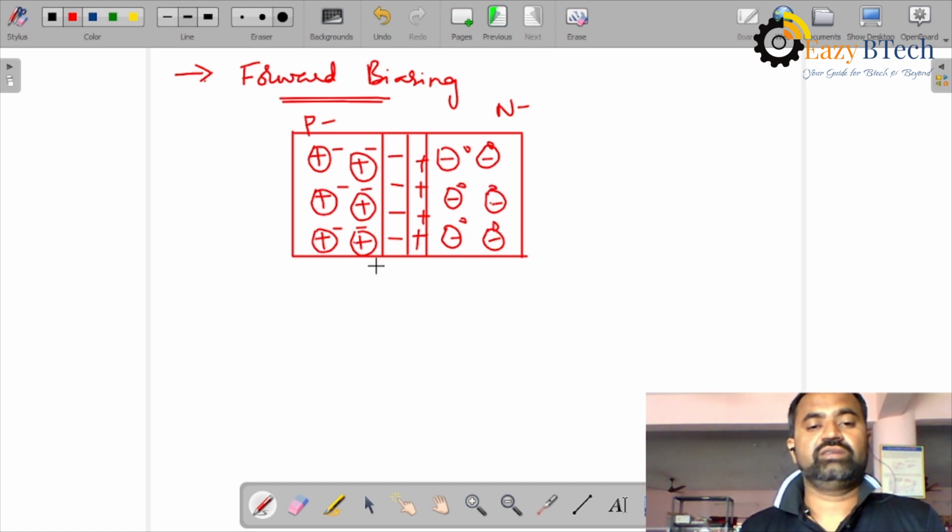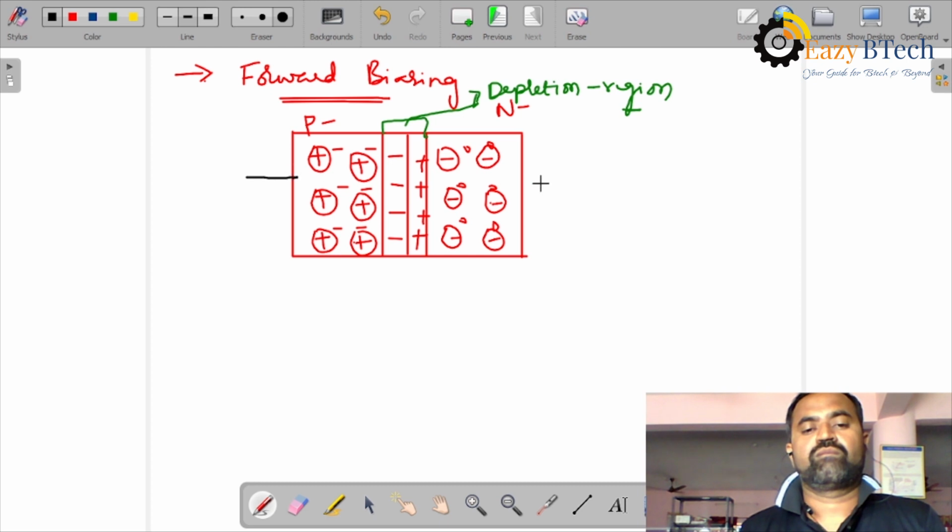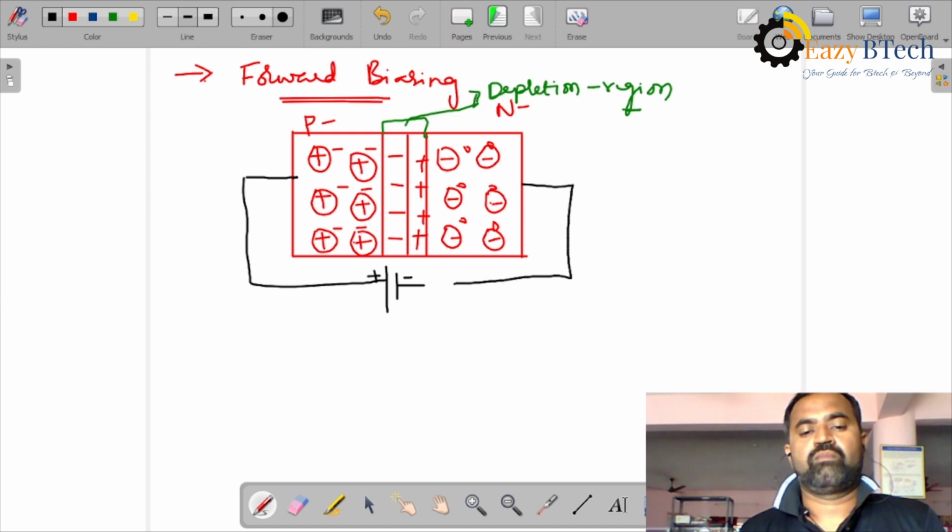This is a depletion region. This is a P side and N side. This region is known as depletion region. Depletion region. Now, okay, there is a depletion region.